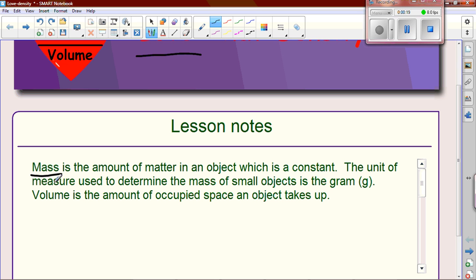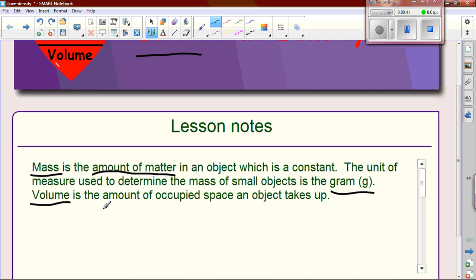That is the difference between mass and volume, because these are the essential components of density. Mass, you remember, is just looking at the amount of matter that an object takes up. And the unit for mass is always in grams. Sometimes it could be kilograms, but we primarily use grams.